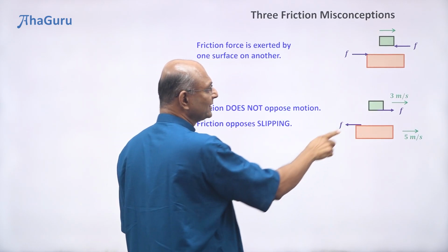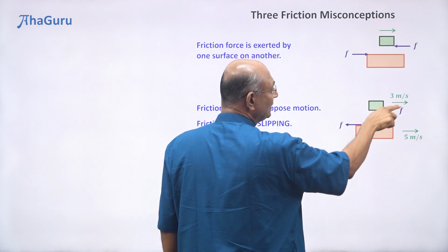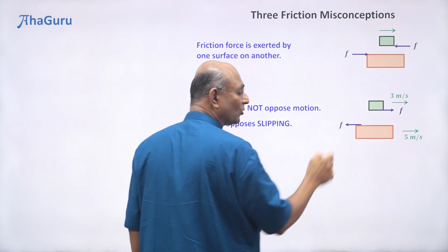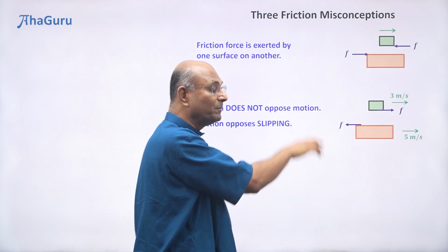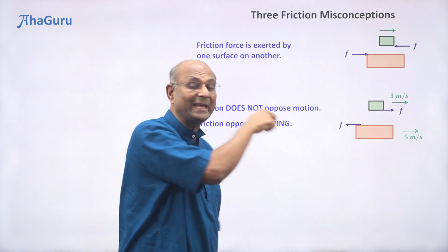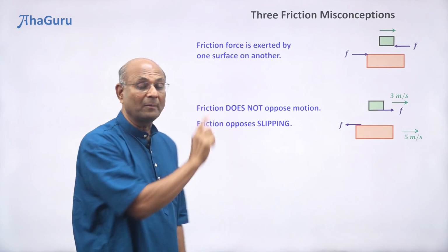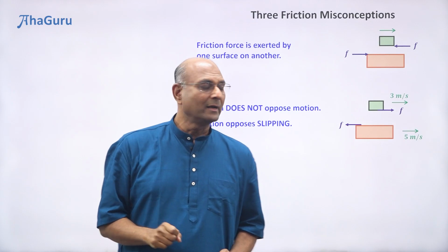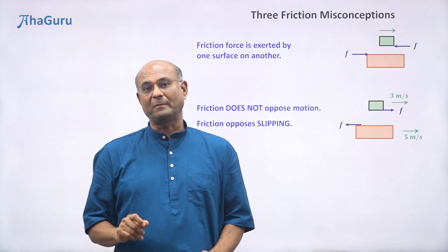In fact, let us think about this. This friction will try to speed up the green block and this friction will try to slow down the orange block, trying to make them move with the same speed. It may not succeed, but that's what it is trying. Friction always opposes slipping, not motion. Keep this point in mind. This is a very, very common mistake people make.